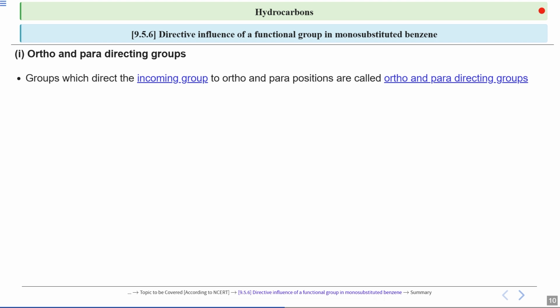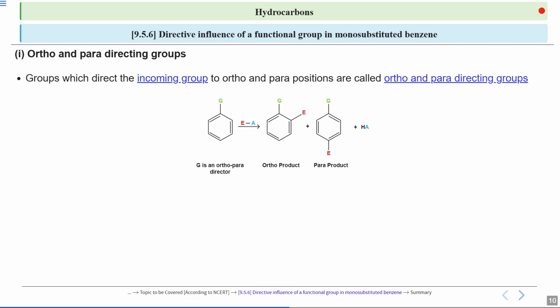Your ortho position is adjacent to the position of your existing group and your para position is opposite to the position of your existing group. This direction is crucial for predicting the outcome of your substitution reaction. The image illustrates the electrophilic aromatic substitution on a benzene ring substituted with the group G, which is an ortho-para director group. This means that when an electrophile attacks the ring, it preferentially directs the incoming group to the ortho, which is the adjacent position, and para, which is the opposite position relative to G.